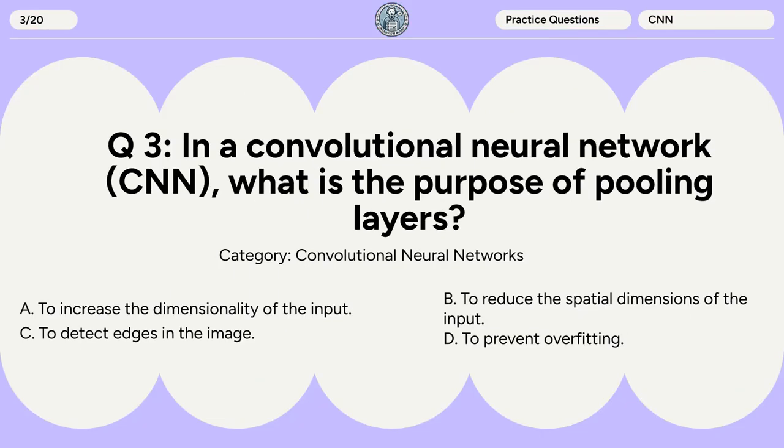Question 3. In a convolutional neural network, what is the purpose of pooling layers? A. To increase the dimensionality of the input. B. To reduce the spatial dimensions of the input. C. To detect edges in the image. D. To prevent overfitting.